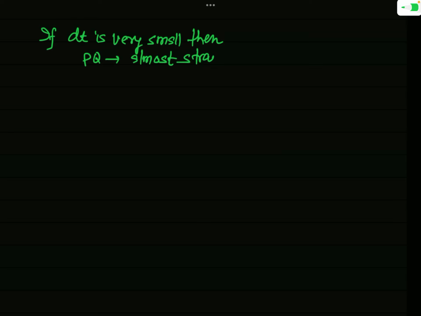And if dt is very small, infinitesimally small, then PQ will be almost straight, and OP will be almost equal to OQ. Both are equal to r, say.